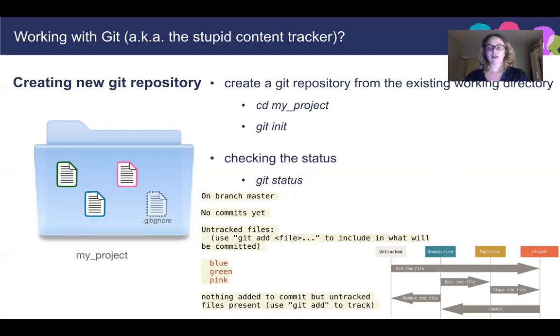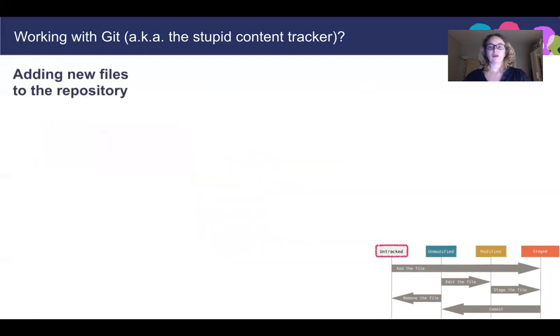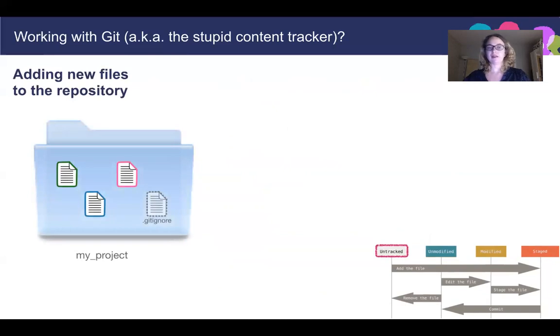So basically it tells you that all the files that we have in our project are untracked. So we're in the first state. And there's no surprise because we didn't ask Git to add our files to the repository. Again, you have to remember that you have to ask explicitly for every single thing when you are working with a Git repository.